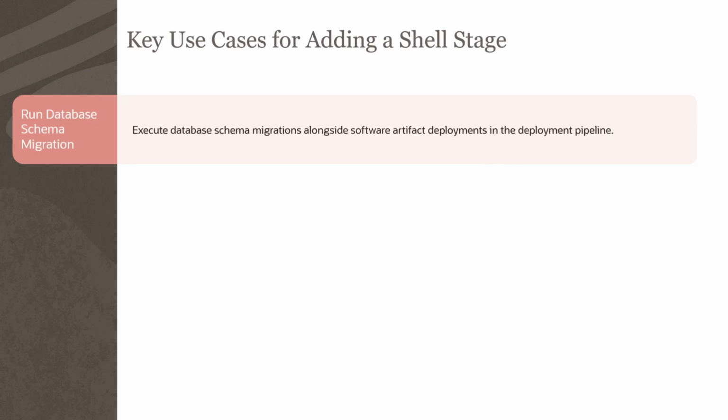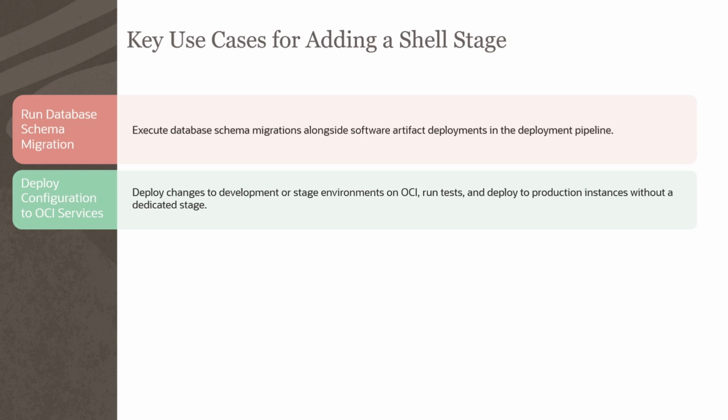Developers can execute database schema migrations alongside software artifact deployments to compute platforms within the deployment pipeline. For instance, API changes to Container Engine for Kubernetes can be seamlessly integrated with database schema alterations required by the API modification. Moreover, deploy changes to development or stage environments on the OCI platform, conduct tests, and subsequently deploy to production instances of the service without the need for a dedicated stage.